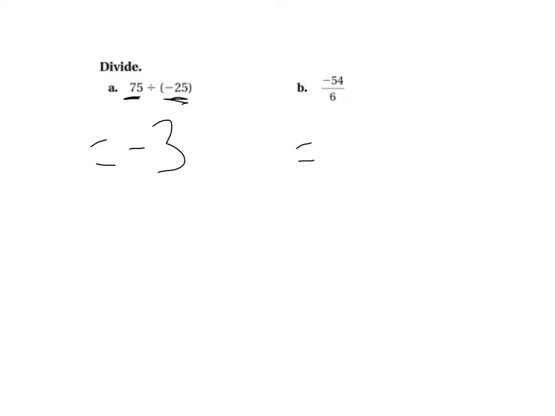B, negative divided by positive is a negative. Negative 54 divided by 6 would be a negative 9.